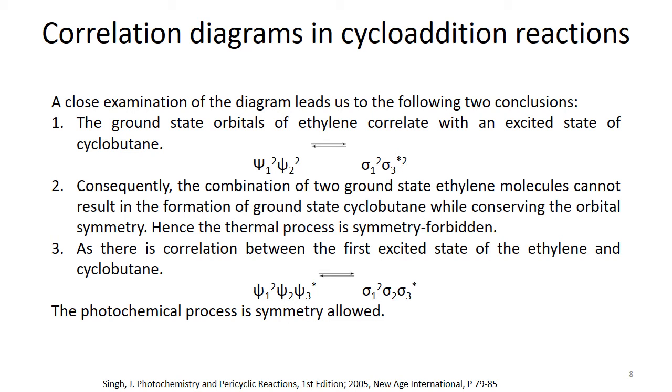So from this excited state, if you correlate it with the product orbitals, then we get sigma 1 squared, sigma 2, sigma 3 star. So again we have an excited state. This is how we can say from these correlation diagrams that the photochemical process is symmetrically allowed, because now we have an excited state converting to an excited state.